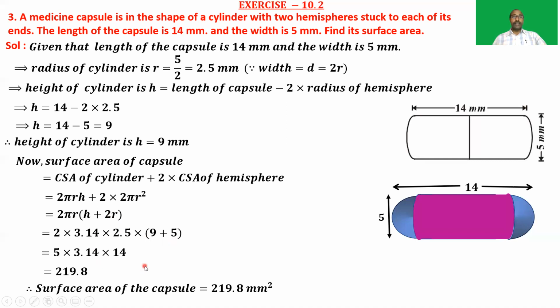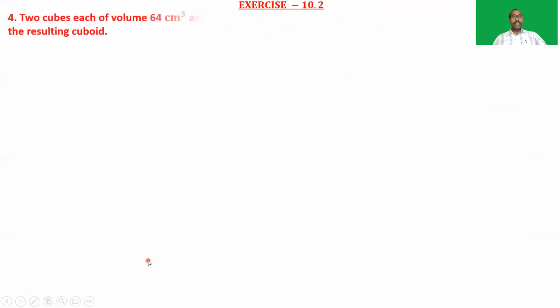So let us solve the fourth problem. Two cubes, each of volume 64 cubic centimeters, are joined end to end together. Find the surface area of the resulting cuboid.